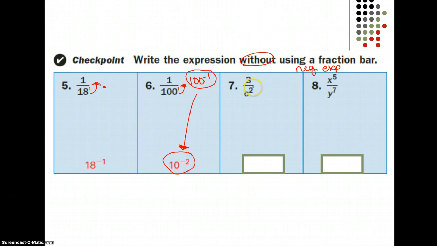Number 7, we just need to bring up the denominator. So you have 3 times c to the negative second. Number 8, bring up y to the 7th and make the 7 a negative, so x to the 5th, y to the negative 7th power.